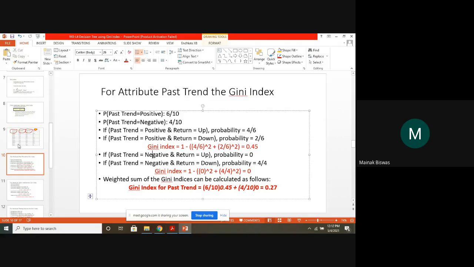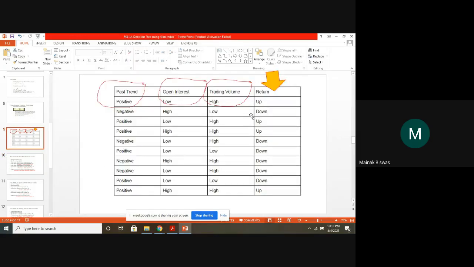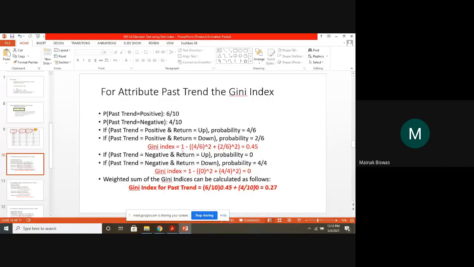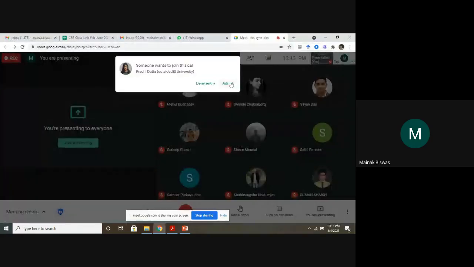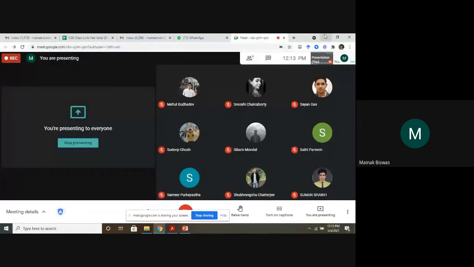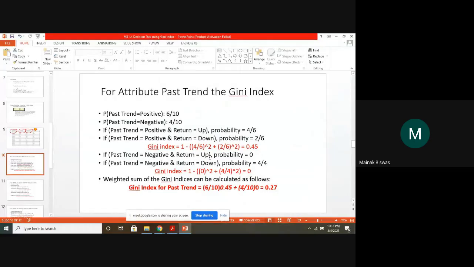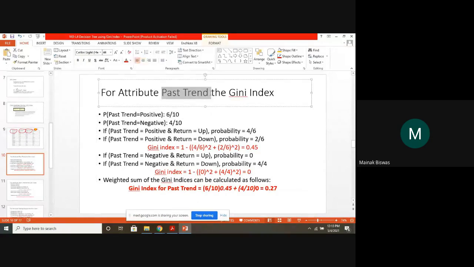If the past trend is negative, the numbers of downs and ups are like this. If the past trend is negative and the return is up, the probability is 0. If the past trend is negative and the return is down, the probability is 4 by 4. The Gini index in this case is 0, since 1 minus 1 is equal to 0. So the weighted sum of the Gini index is 6 by 10 into 0.45 plus 4 by 10 into 0, which is equal to 0.27. So we have found the past trend Gini index.